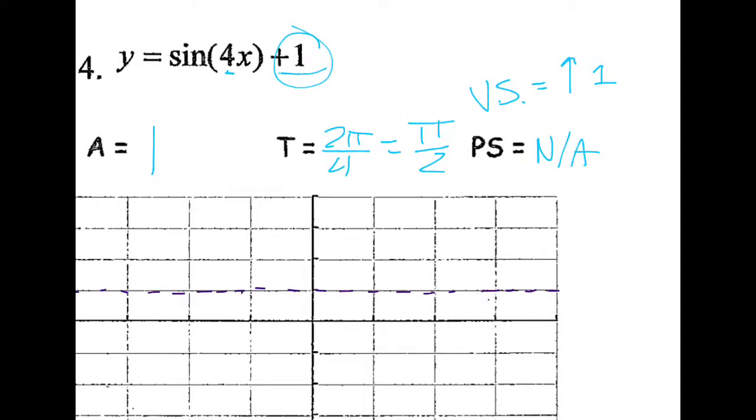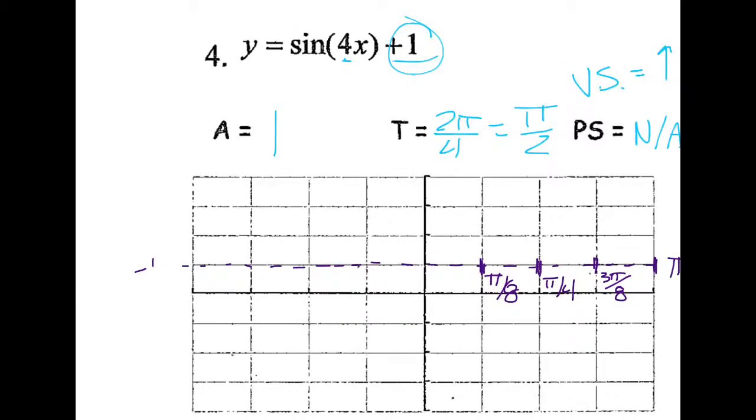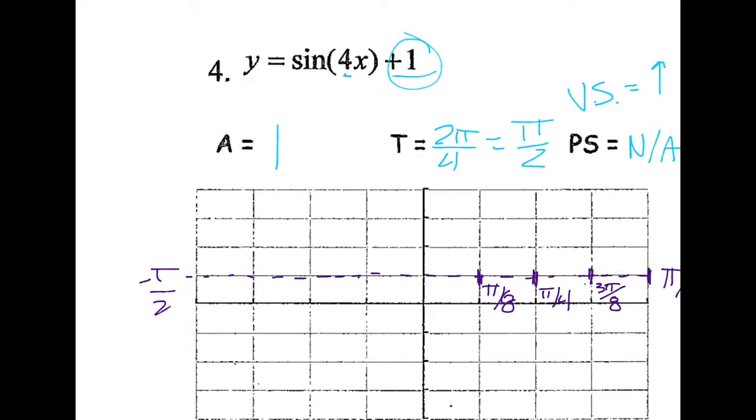And then I know that my period is pi over 2, so again I'm making 4 tick marks over and labeling it pi over 2. Split it down the middle, that'll give us pi over 4. Split that down the middle, that'll give us pi over 8. And 3 pi over 8 right there. And then again, same in the negative direction right there.